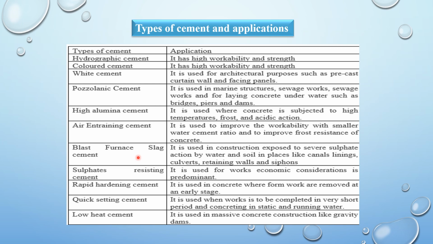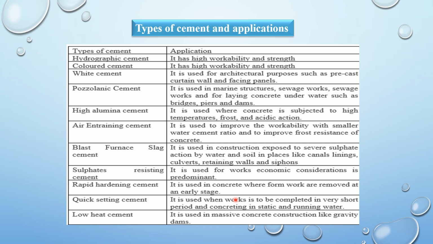Next one is rapid hardening cement. It is used in concrete where formwork is removed at an early stage. Quick setting cement is the next cement. It is used when work is to be completed in a very short period and for concreting in static and running water. Low heat cement. It is used in massive concrete constructions like gravity dams. So students, these were the different types of cement and these were the uses of the cement.